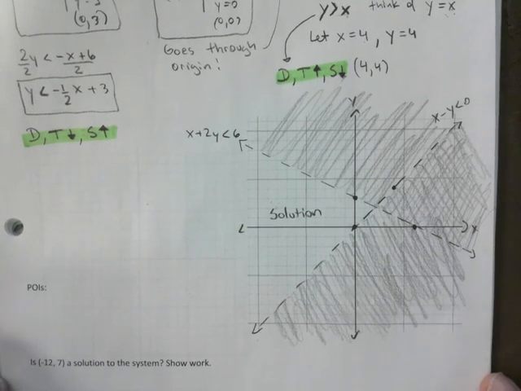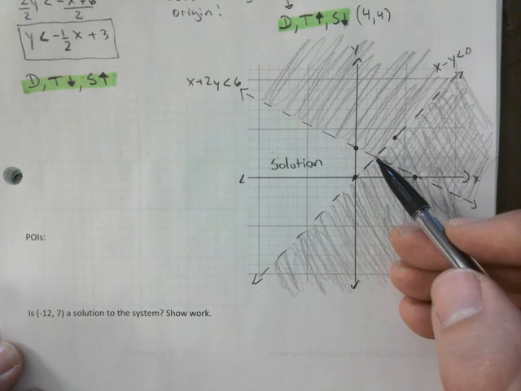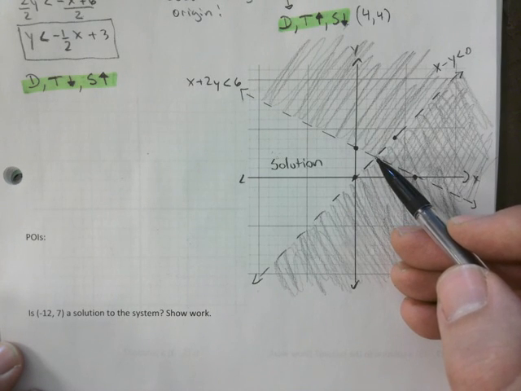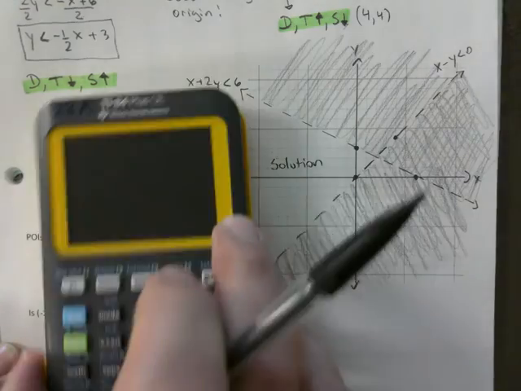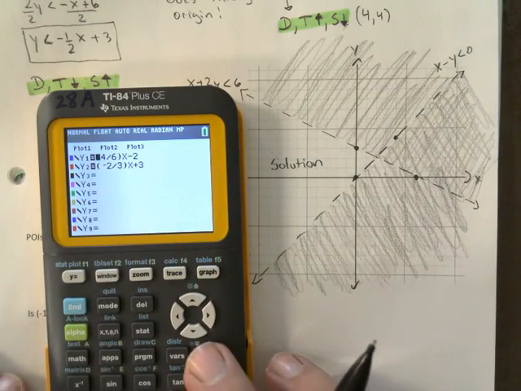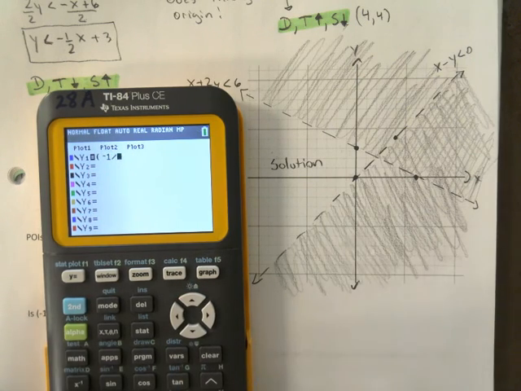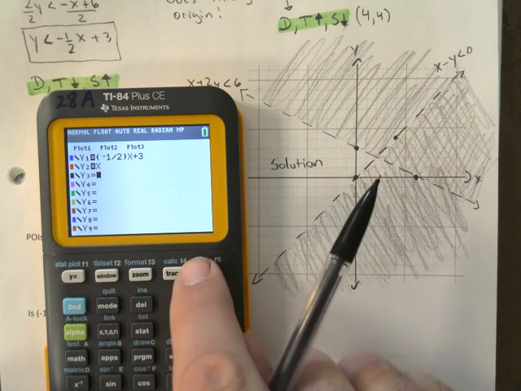Let's go ahead and find the POI, point of intersection. There's only one, right? It's where the lines meet. So go ahead and enter that. Negative 1/2 x plus 3, and the other one is just x. Okay, and then you graph it.